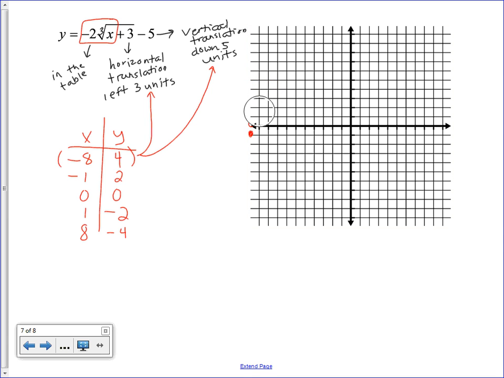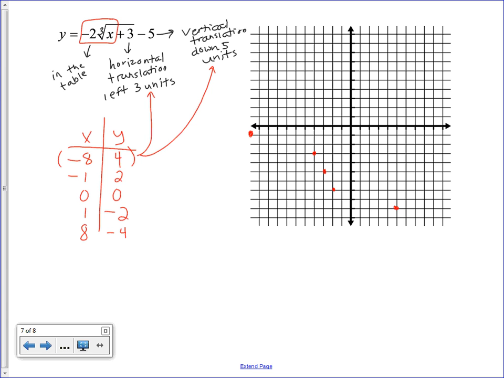I'm not going to show that for all of the other ones. I'm just going to do it. I'm going to find (-1, 2), shift it to the left 3 and down 5. I'm going to find the point (0, 0). Then shift that to the left 3 and down 5. Find the point (1, -2), shift it to the left 3, down 5. And then finally the point (8, -4), shift it to the left 3 and go down 5.